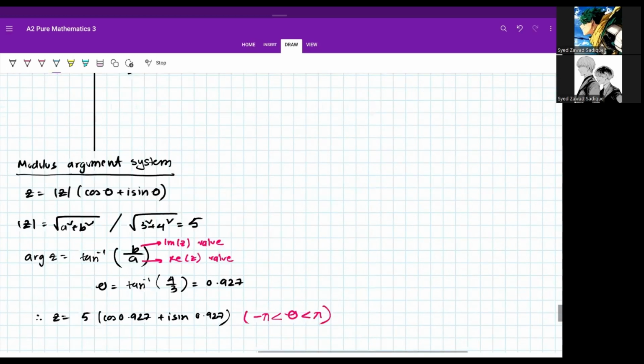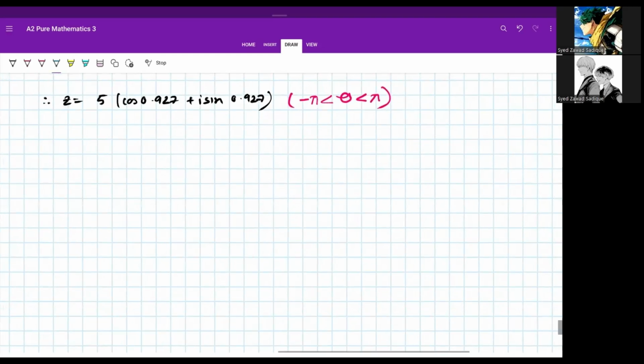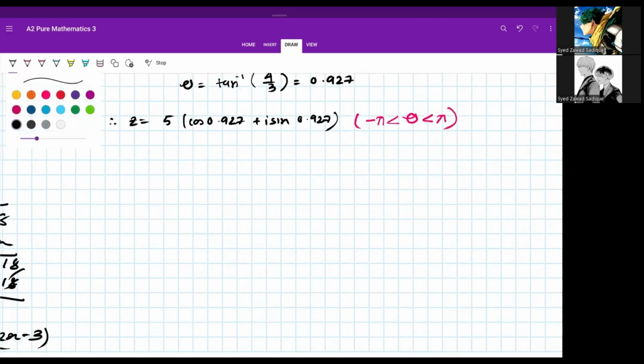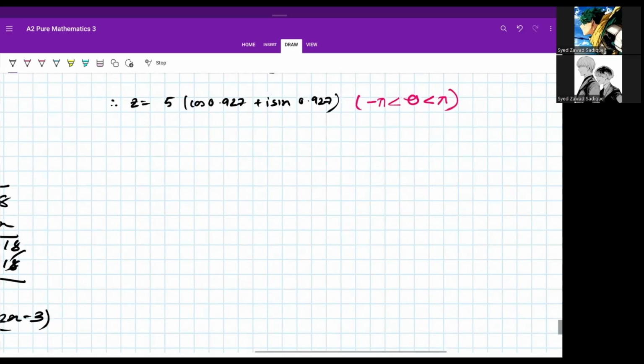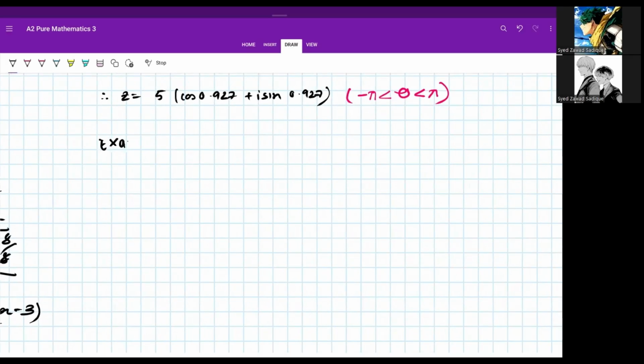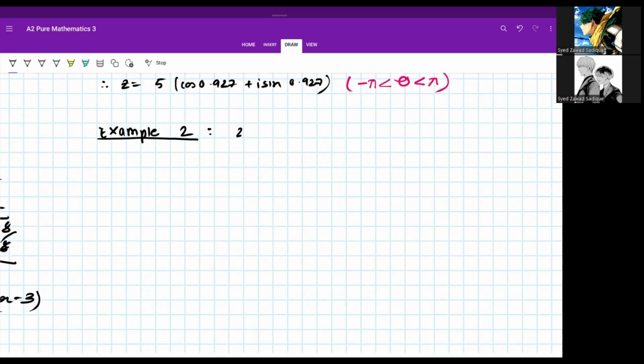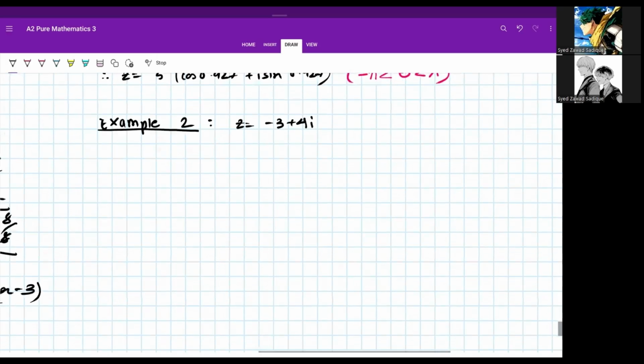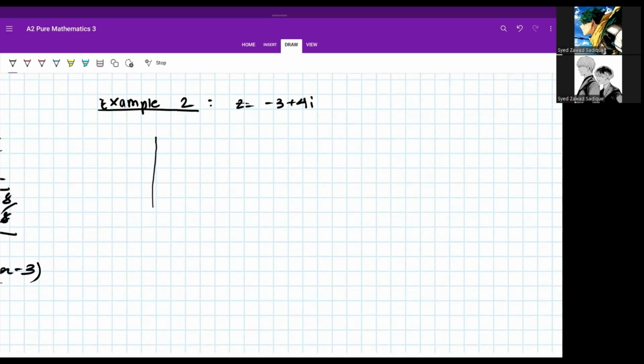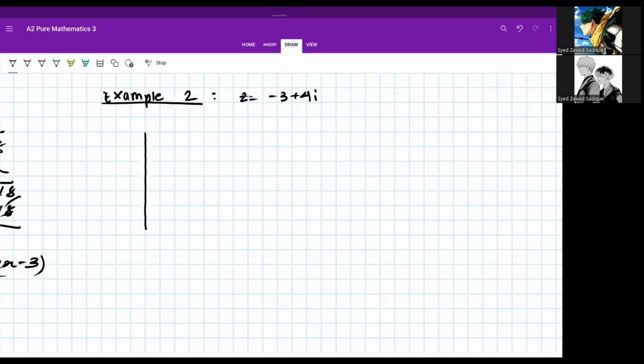Now, for example 2, z is equal to minus 3 plus 4i. So the graph will look something like this.